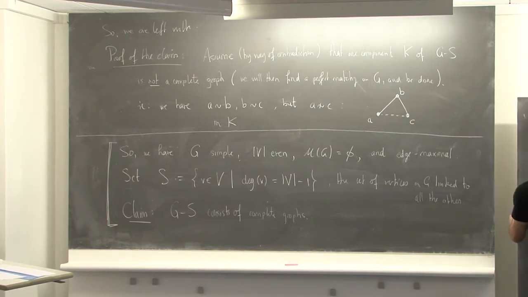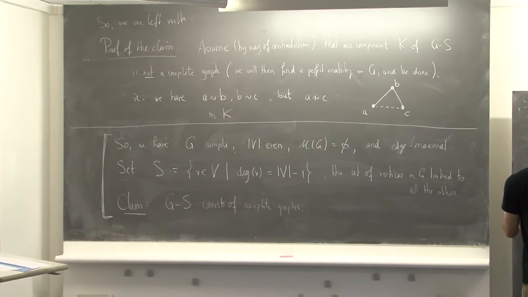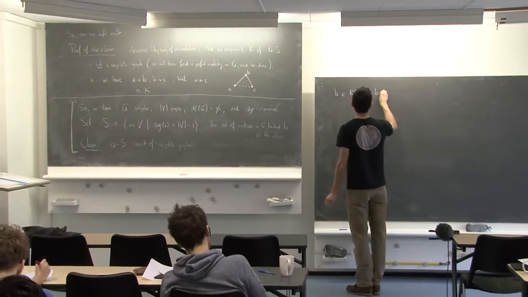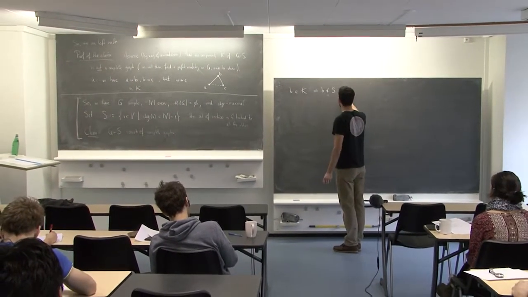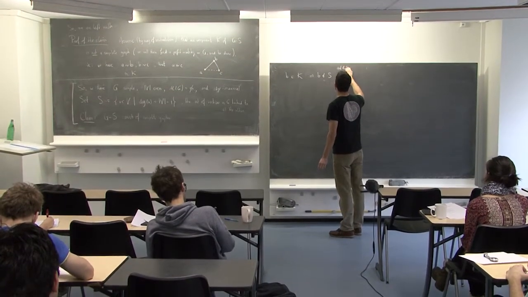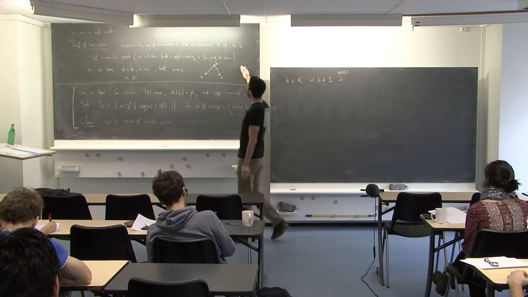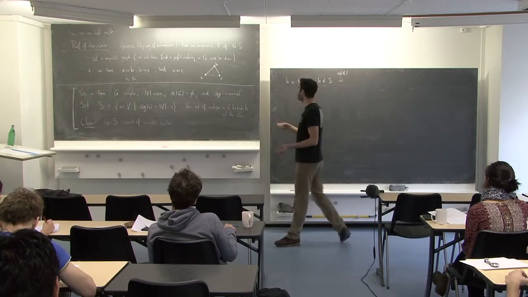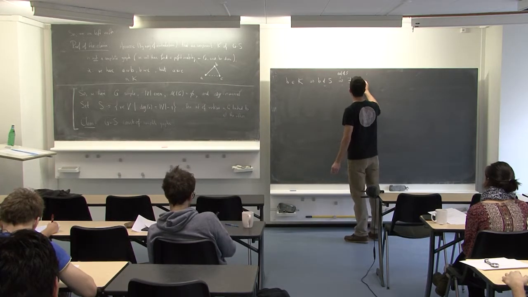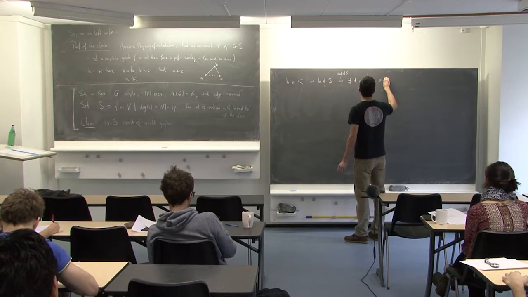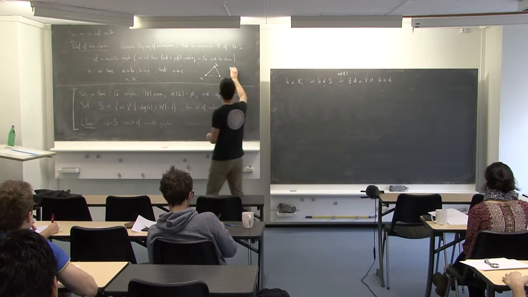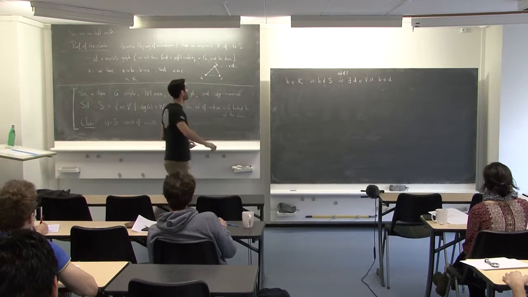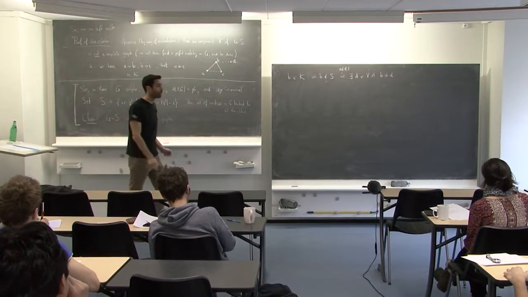Now, B belongs to K, so this means that B does not belong to S, and by definition of S, this means that there is at least one vertex that B is not adjacent to, right? S is the set of vertices adjacent to everyone, so there exists D such that B is not adjacent to D. I'm going to write it again like this: D here, with a dashed line, saying there is no edge here.